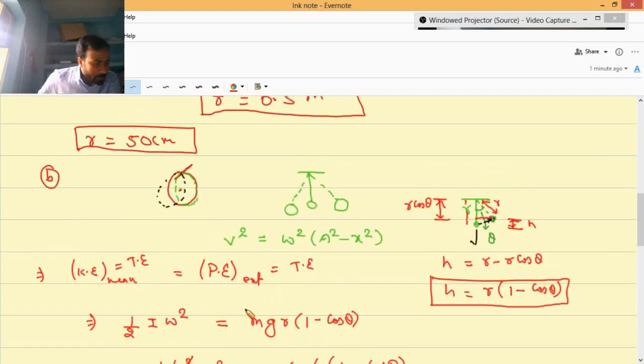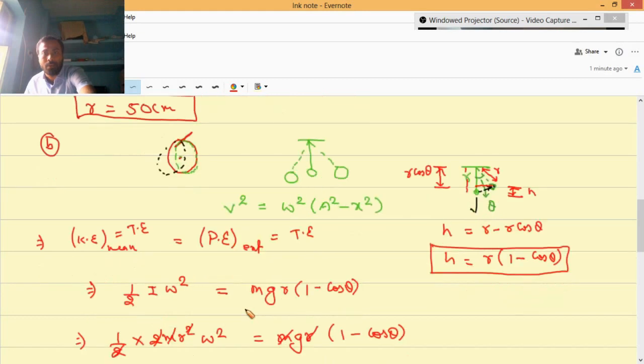Now since we have evaluated the value of omega, what is asked in part B of this problem is the speed of the particle farthest away from the point of suspension as it goes through the mean position. So see here, we have to evaluate the v value, not the omega value.